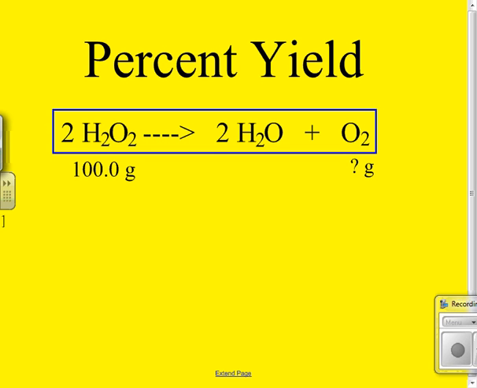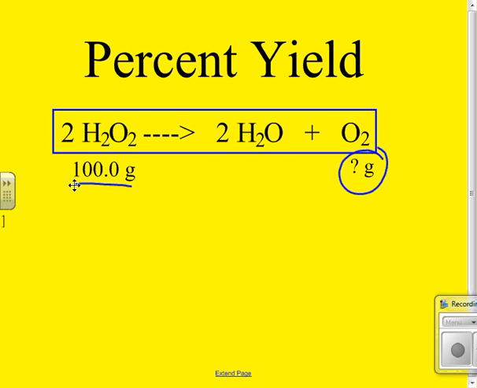Percent yield, what is it and how do we calculate it? Let's look at a very typical stoichiometry problem. Here we have hydrogen peroxide breaking down into water and oxygen. And if given 100 grams of hydrogen peroxide, how many grams of oxygen can be formed?